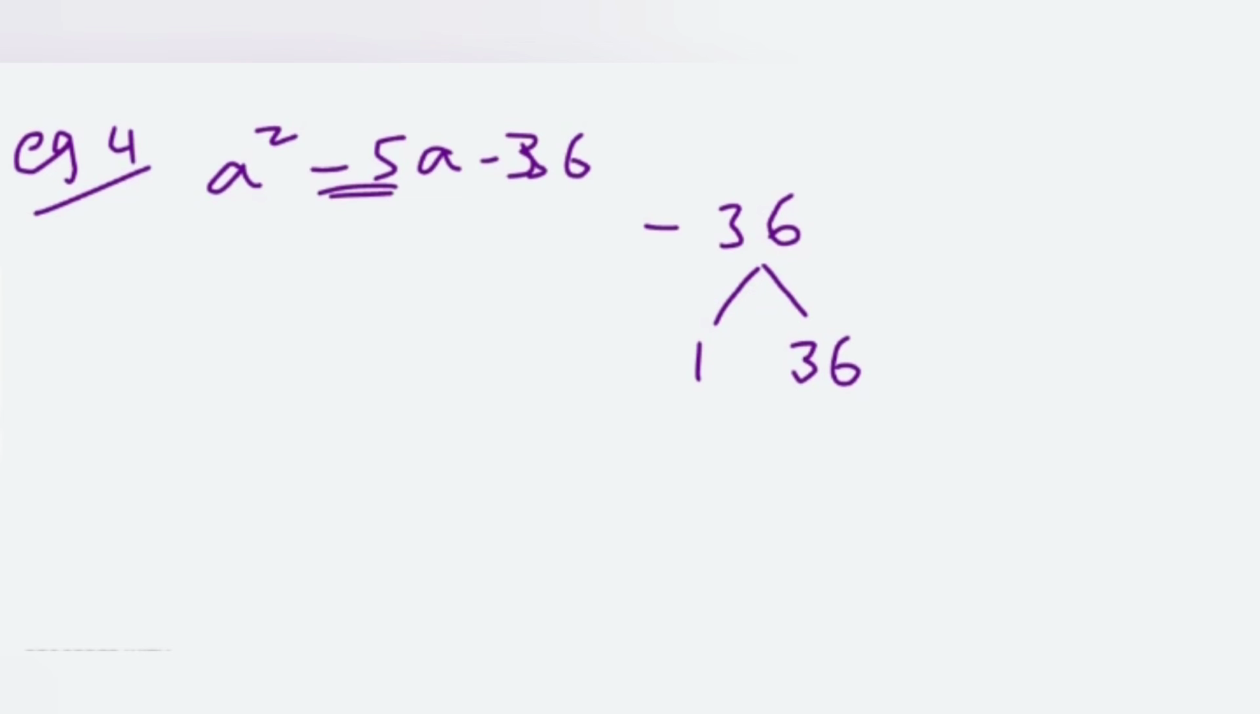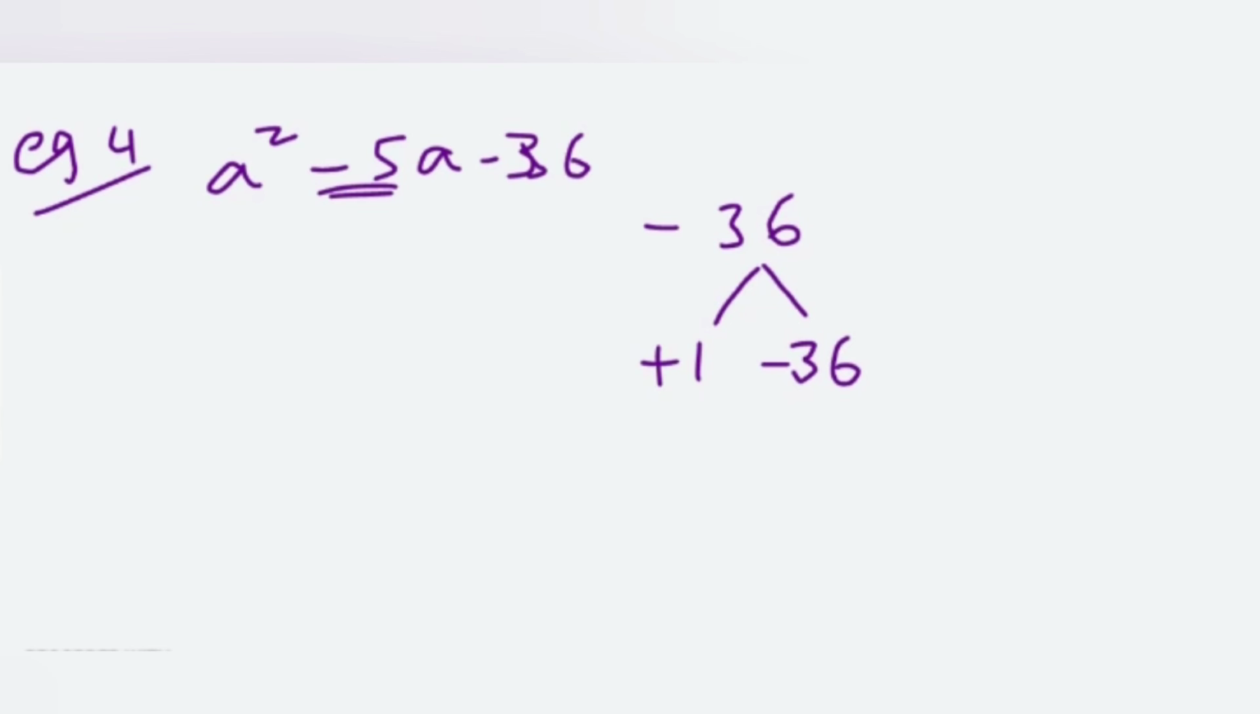Out of these 1 and 36, which should be positive and which should be negative is our question. For that you have to observe the middle term, it is negative, minus 5. If you add these two, you should get a negative answer. Means after adding, you will put the sign of the bigger number. So keep in your mind, whatever sign is there for the middle term, that sign you should keep for the bigger factor. And since this one is negative, obviously this one will be positive.